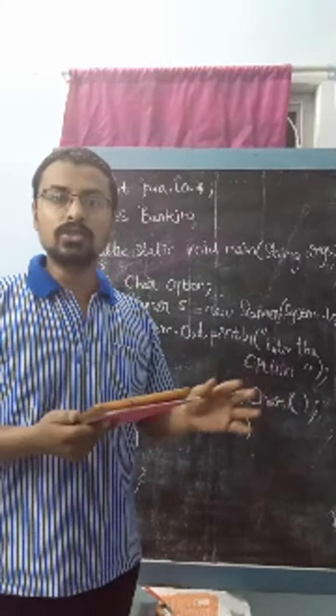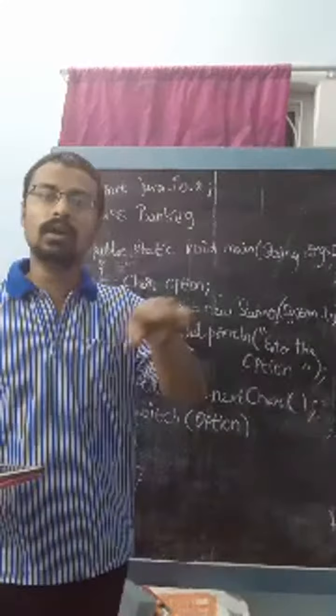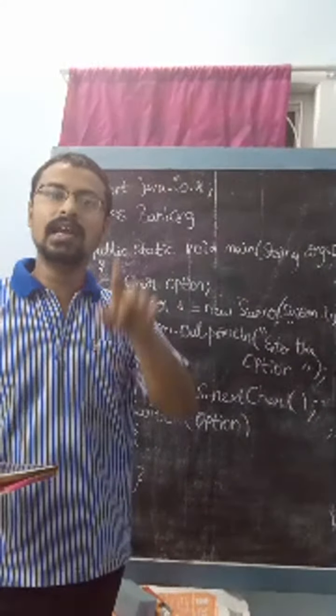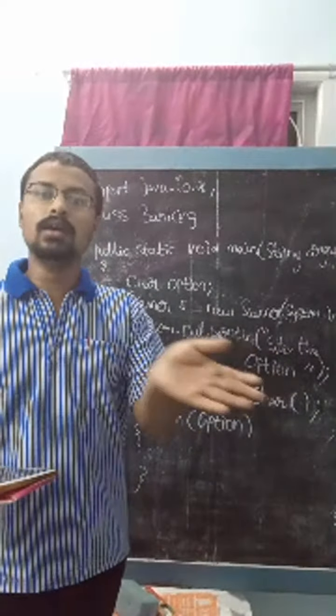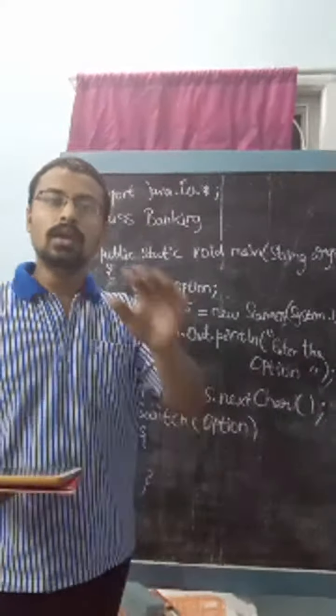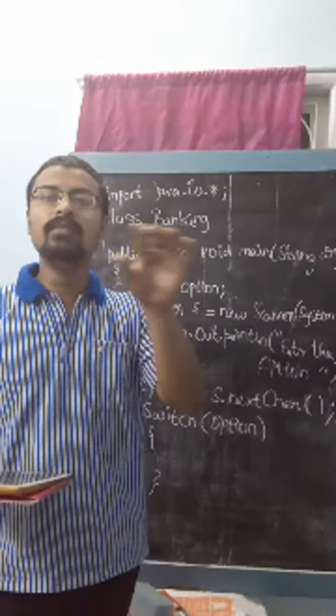And there are no more options. If you are giving the option as 8, 9, 10, 11, 12, 100, 1000, lakh, whatever you are giving, it will come under the category of default. The output should be invalid case.